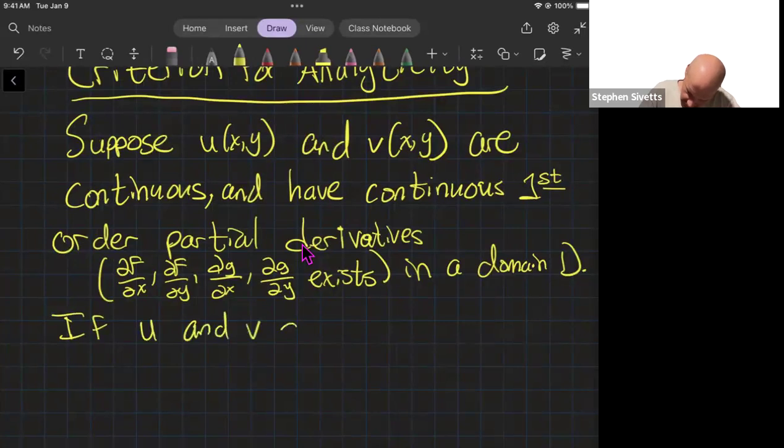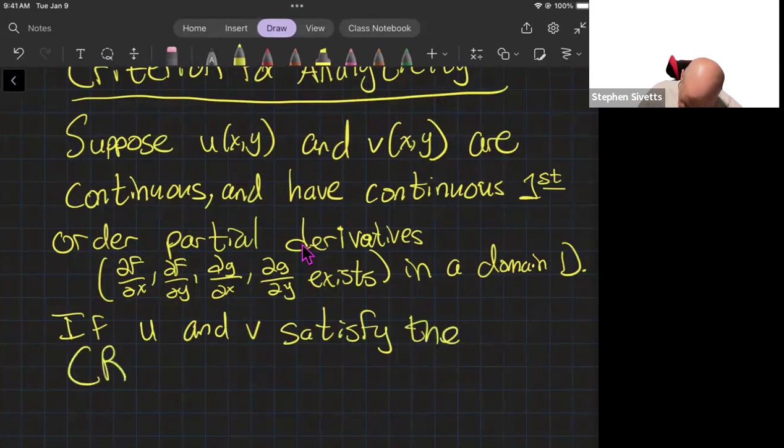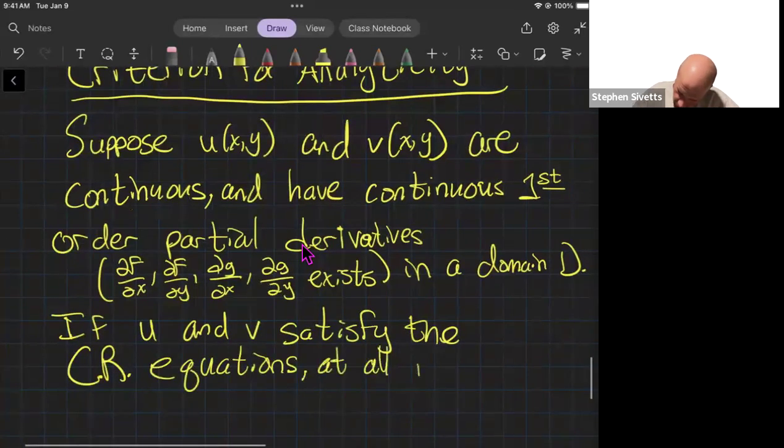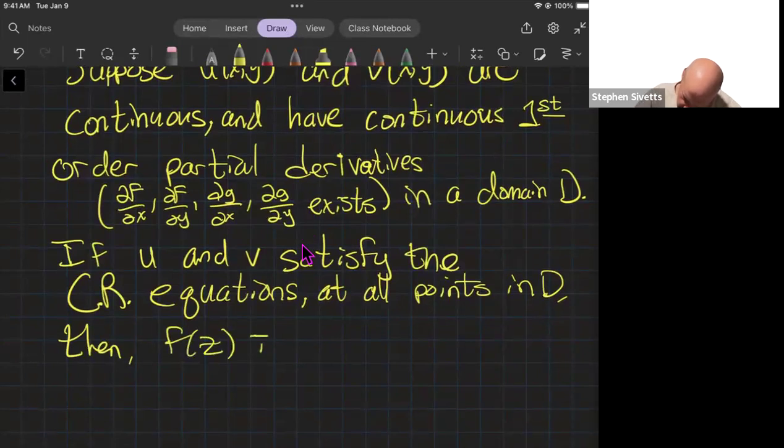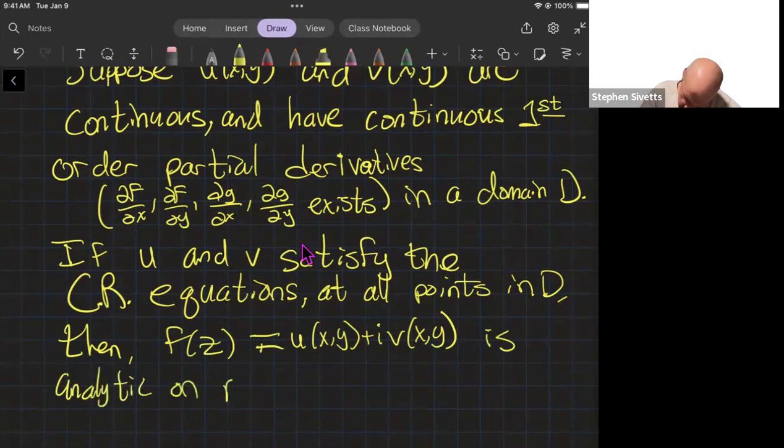If the functions u and v satisfy the Cauchy-Riemann equations at all points in the domain D, then f of z equals u of x y plus i v of x y is analytic on D.